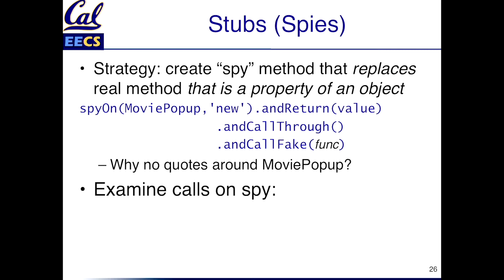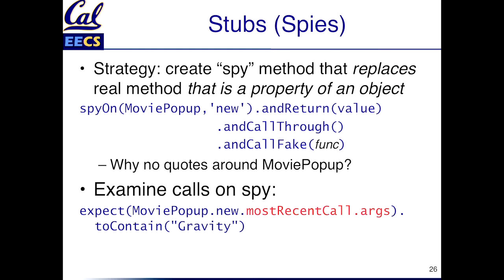So what do you do once you've successfully spied on something? Well, you can examine the calls on it. And the most convenient mechanism Jasmine provides for this is called most recent call. It is an object that you can dereference on the spy. So now we set up our spy. We've done something that should have called this new function. And now we can look at the most recent call to the function as observed by the spy, and for example, ask whether the arguments that were passed to the function contained a particular string. Right? So the syntax is not quite as concise and surgical as RSpec, but it's pretty close for being JavaScript.